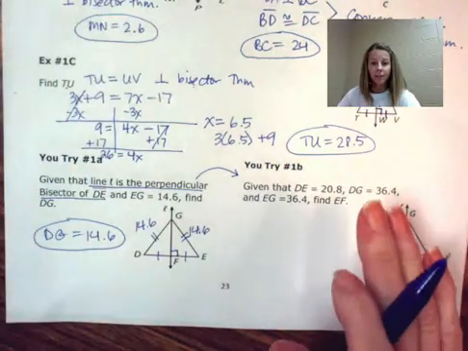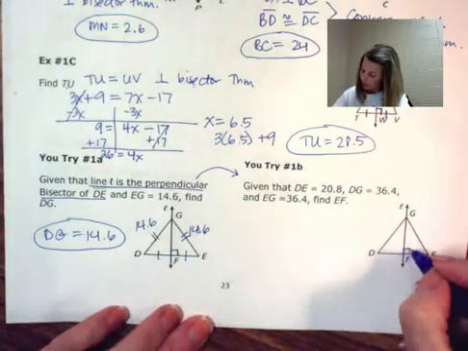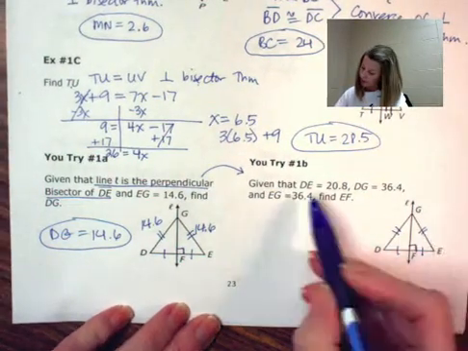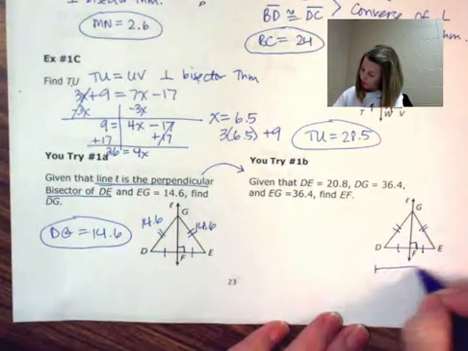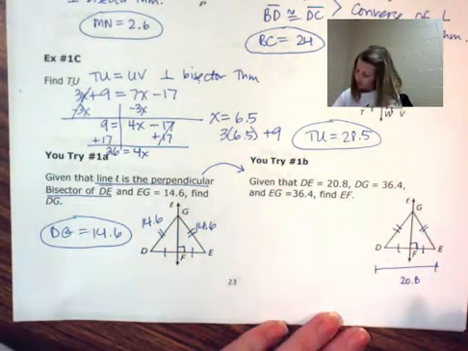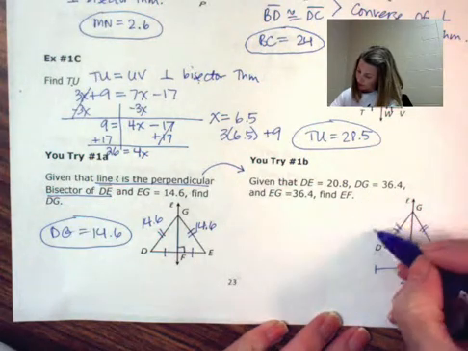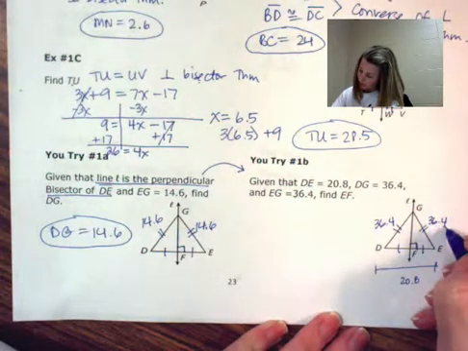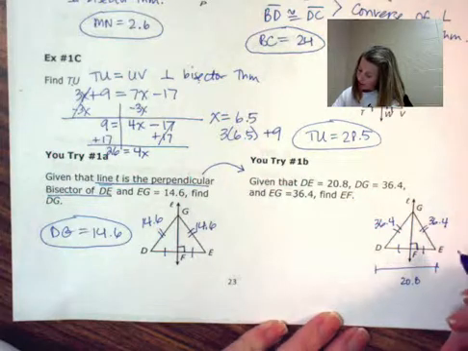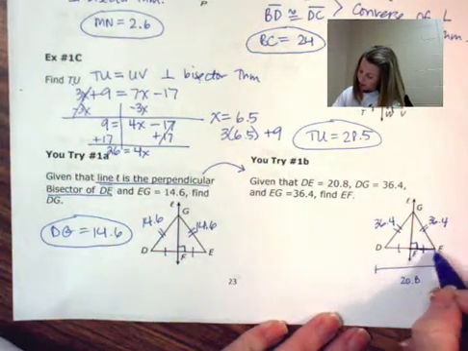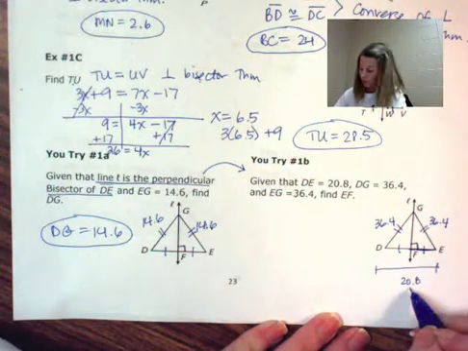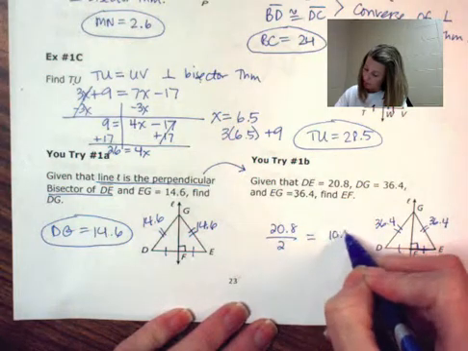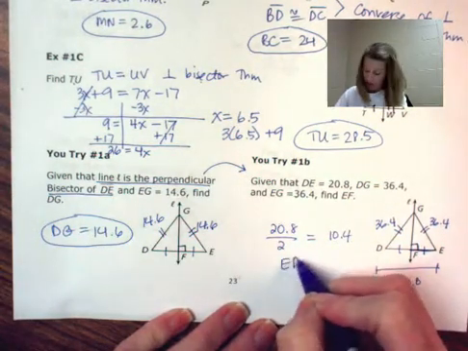Okay, second one over here. If it's a perpendicular bisector, again, I'm going to mark the bisector, and then also these two sides are equal. So DE is 20.8, so that's the whole thing. And then DG is 36.4, and then EG is 36.4. So I need to find the length of EF. Well, since I've got the perpendicular bisector here, EF is just half of 20.8. So if I take 20.8 and divide by 2, I get 10.4. So EF is 10.4.